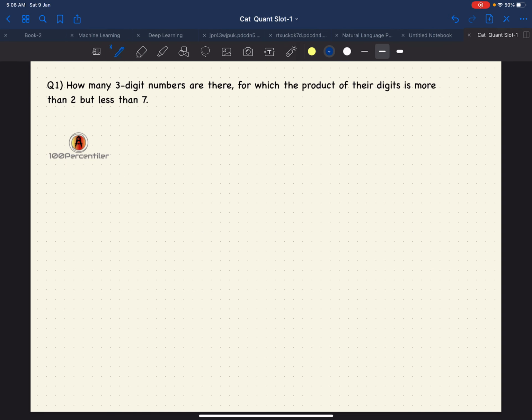The first question is, how many three-digit numbers are there for which the product of their digits is more than 2 but less than 7? So we are given here that the product is greater than 2 but less than 7. Obviously the product has to be an integer, and therefore the only possible values of that product are 3, 4, 5 or 6. Now, as 3 is a prime number, it could be only written as 3 cross 1 cross 1 as a product of 3 integers. There is no other way to write 3 as a product of 3 integers.